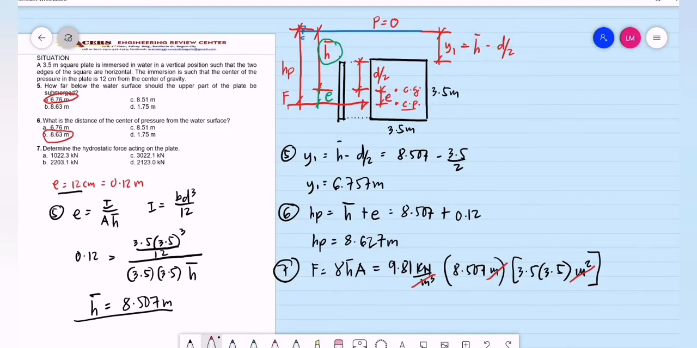So we have the total force now equal to 9.81 multiplied by 8.507 multiplied by 3.5 squared. We have that value as 1,022.307 kilonewtons. So this will be our answer. On our choices, that is letter A, 1,022.3 kilonewtons. So this is our solution for problem 5 to 7.